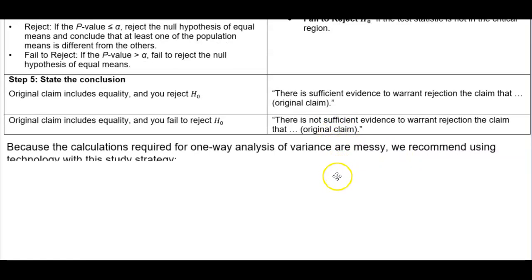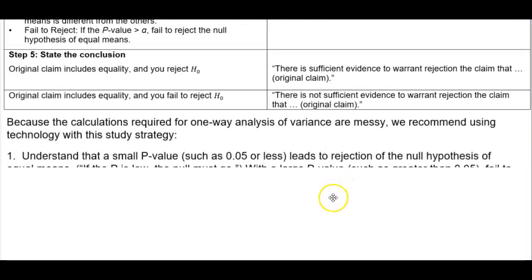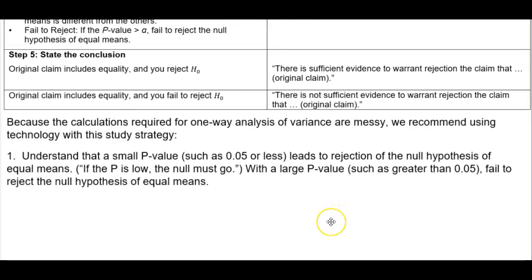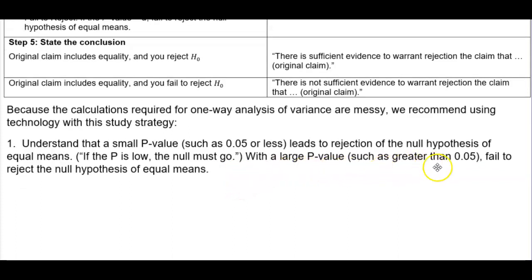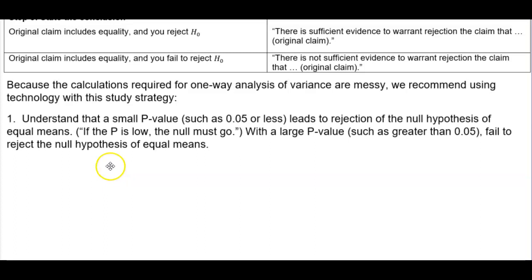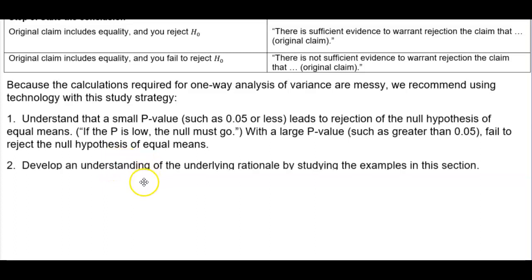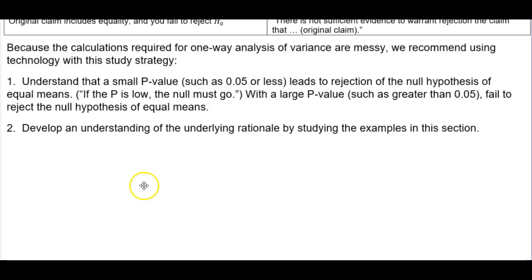Now, because the calculations required for one-way analysis of variance are messy, we recommend using technology with this study strategy. Number one, you want to understand that a small p-value, such as 0.05 or less, leads to rejection of the null hypothesis of equal means. That means if the p-value, or if p is low, then the null must go. Now, with a large p-value, such as greater than 0.05, you fail to reject the null hypothesis of equal means. Then number two, you develop an understanding of the underlying rationale by studying the examples in this section.